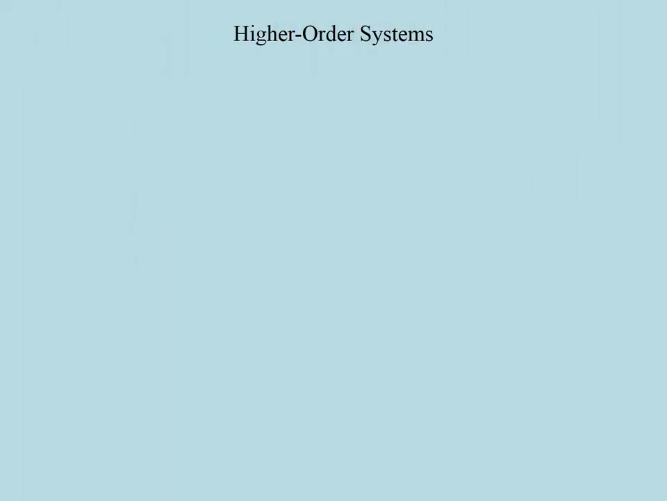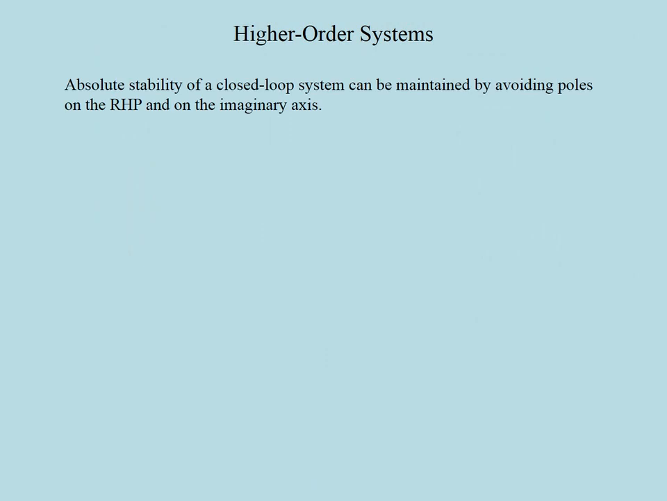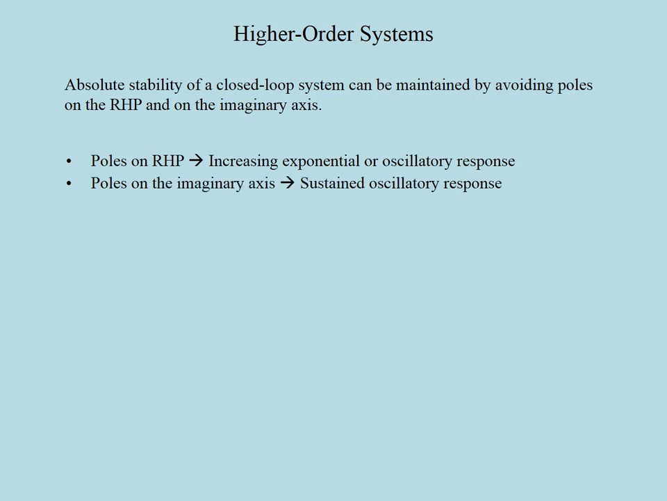We can conclude from the discussion up to now that the absolute stability of a closed-loop system can be maintained by avoiding poles on the right half complex plane and on the imaginary axis. In fact, poles on the right half plane will result in increasing exponential or oscillatory response. Poles on the imaginary axis will cause sustained oscillations. And poles on the left half plane will result in decreasing exponential or damped oscillatory response.